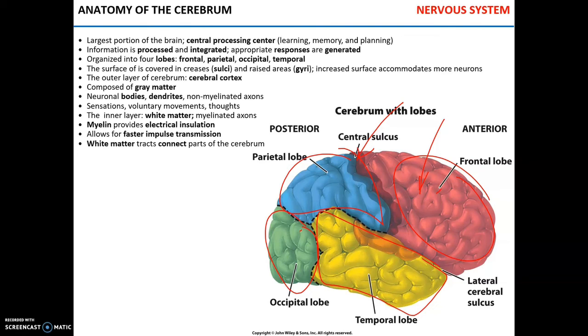The inner layer is white matter, myelinated axons, and it's responsible for communication between the different parts of the cortex. Myelin provides electrical insulation to axons and allows the faster impulse transmission. The formations of white matter that connect to different parts of the cerebrum are called tracts.